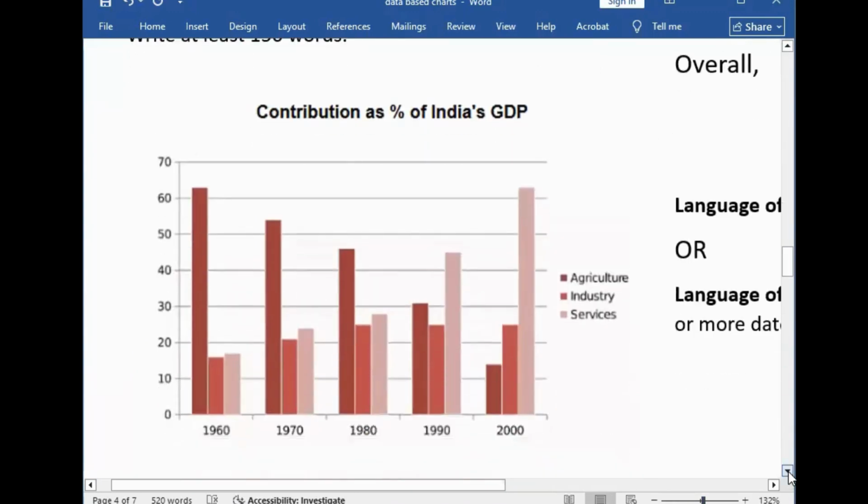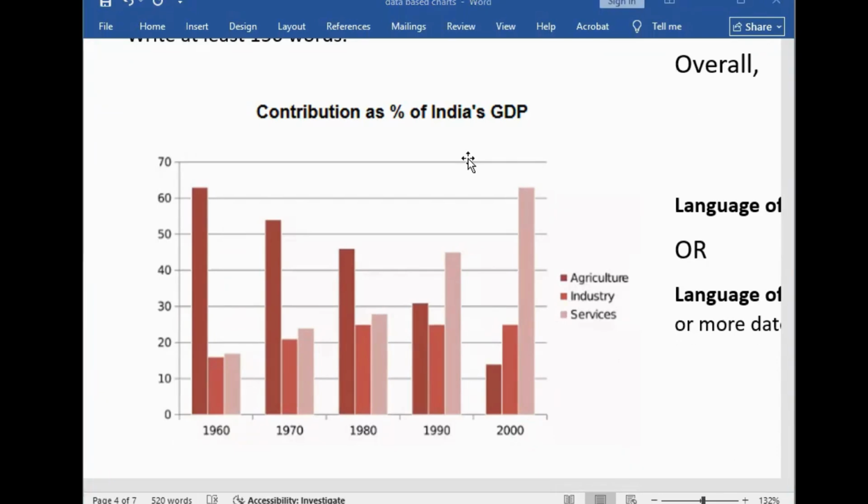Tell me, which sector increased during this period from 1960 to 2000? Which of the three sectors had an increase in its contribution to GDP? Which of the three sectors reported an increase in its contribution throughout? Increased means rose. I don't want to say skyrocketed. Some people also say skyrocketed.